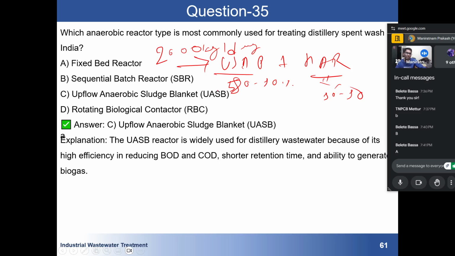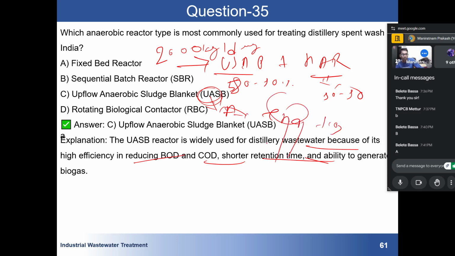We have seen a numerical question related to this also. The UASB reactor is widely used because of its high removal efficiency in reducing BOD and COD, shorter retention time, and ability to generate biogas. As it is an anaerobic reactor, it will produce methane plus CO2, and this methane will be used to produce biogas.